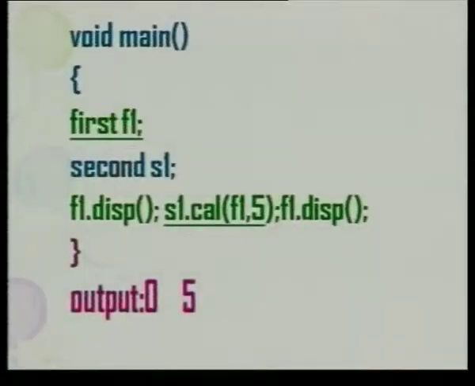Then again we are going into f1 dot disp. The first time f1 dot disp was called, x was initialized to the value 0. Now, after the cal function, x will have the value 5. So, when the disp function is called the second time, the value 5 will be displayed. That is how the output comes to 0 and 5. So, this is how from class second, using an object of class first, you are able to manipulate the variable that is present in the first class, only because class second has been declared to be a friend of class first.